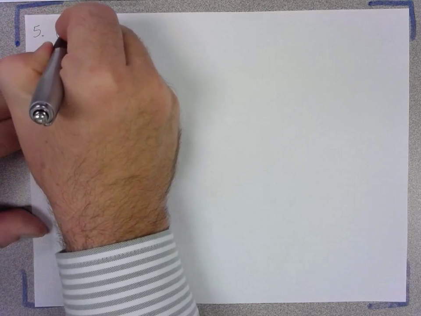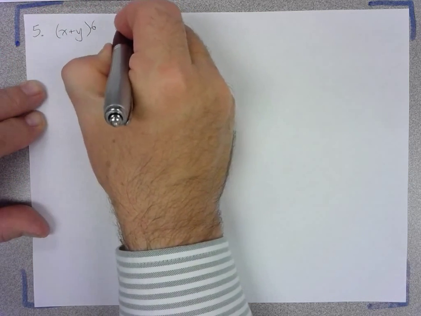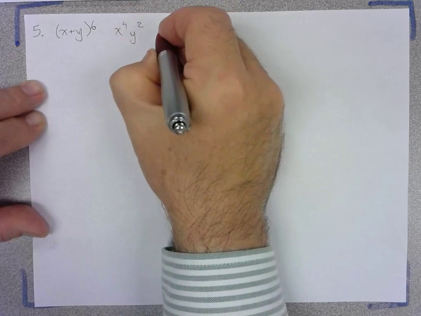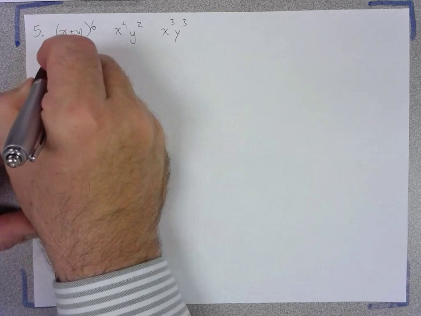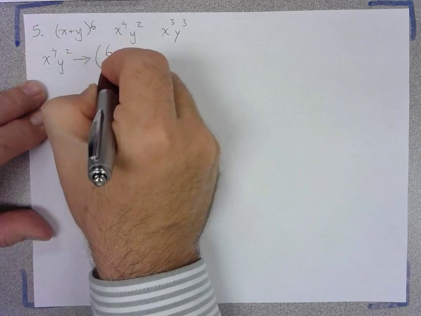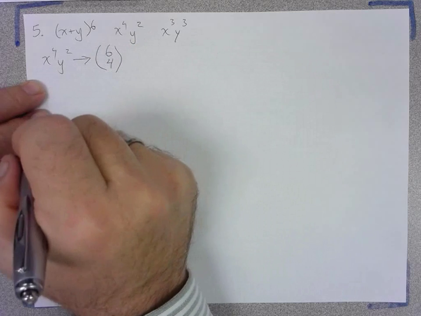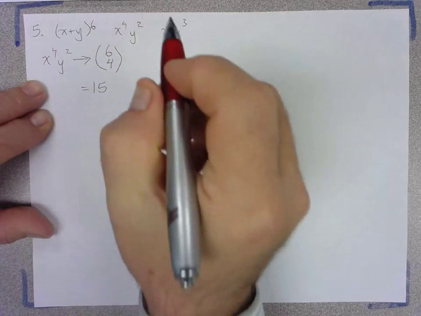Number 5 says, in the expansion of x plus y to the 6th, the question is, what is the coefficient of x to the 4th y squared, then also what is the coefficient of x cubed y cubed? Well, if we're trying to figure out x to the fourth y squared, the way we do that is we figure out 6 choose 4. And if you just look back at the previous problem that we just finished up on number 4, 6 choose 4 turned out to be 15. Okay.